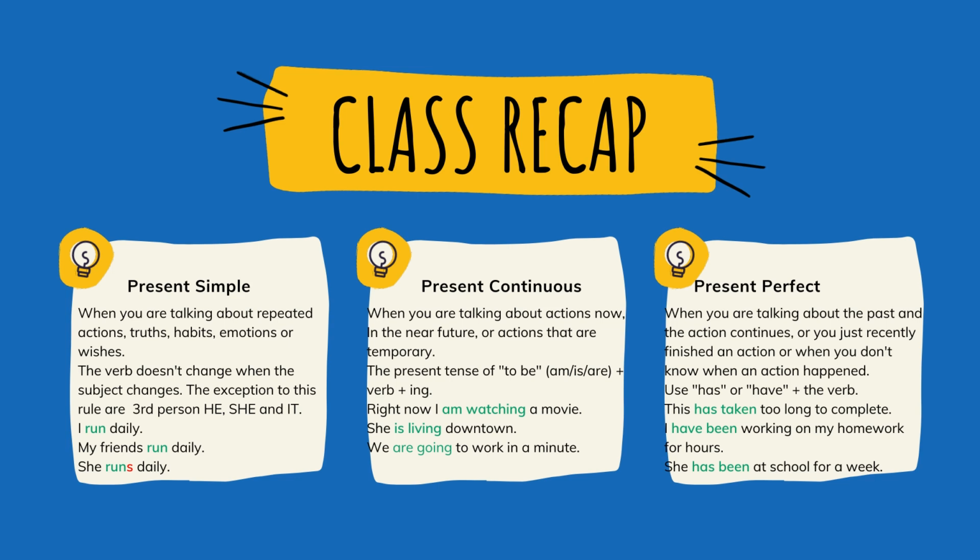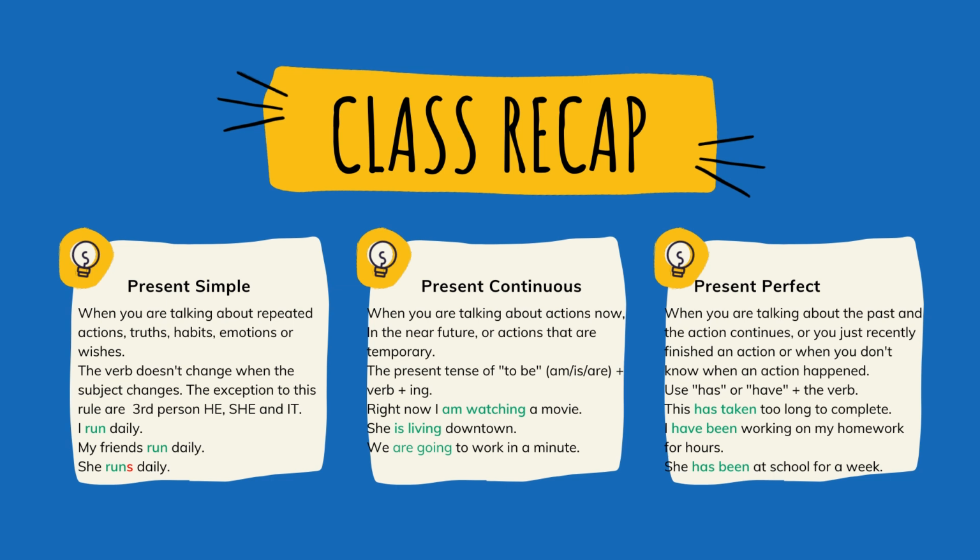So here's a class recap. Present simple, when you're talking about repeated actions, truths, habits, emotions, and wishes, the verb doesn't change when the subject changes. The exception to this rule is when you have a third person pronoun like he, she, and it. Examples are I run daily, my friends run daily, she runs daily.